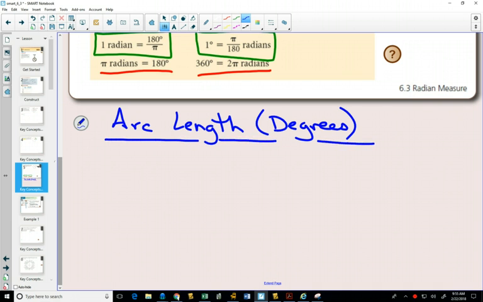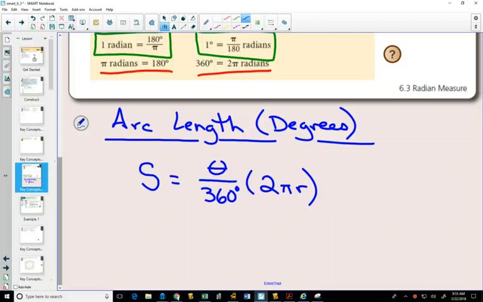Now our arc length in degrees, again, your formula sheet uses S. You see that your textbook uses A for arc length, which seems to make more sense, but we'll use S like our formula sheet. What we figured out yesterday is your arc length is just a percentage of the whole circumference. So if we took whatever angle we had and divided it by 360, that's a percentage of the whole circumference. And then we multiply that by the circumference, we'll get the arc length in degrees.